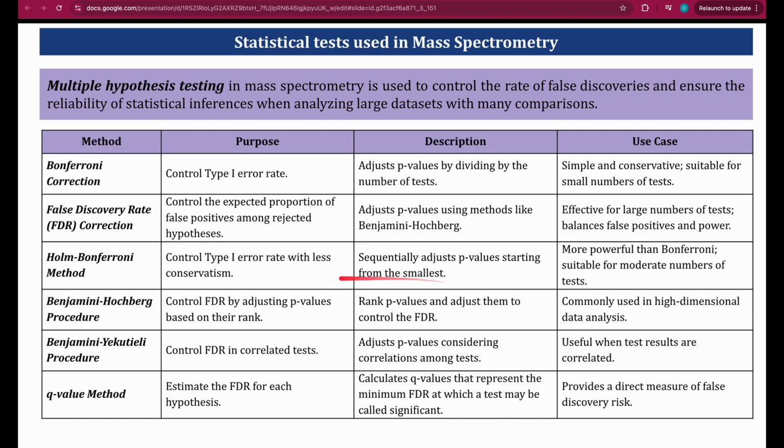Then comes the Benjamini-Hochberg procedure, which controls the FDR by adjusting p-values based on their ranks. So it ranks p-values and adjusts them to control the FDR. So it will see if we are still getting false positives, and it will make sure that the p-values are strict. If p-values are not strict, then many false positives could be captured.